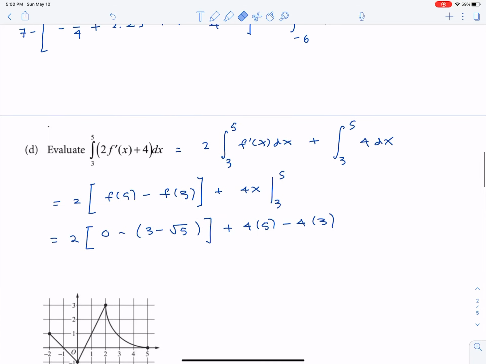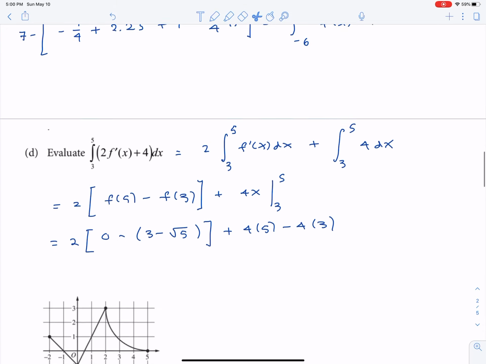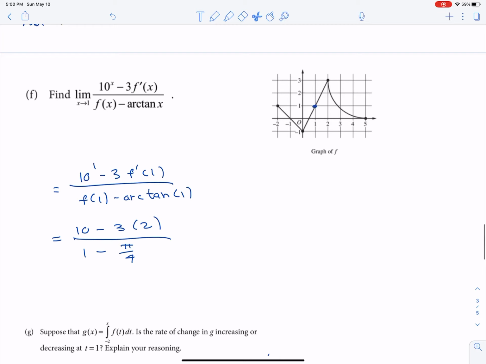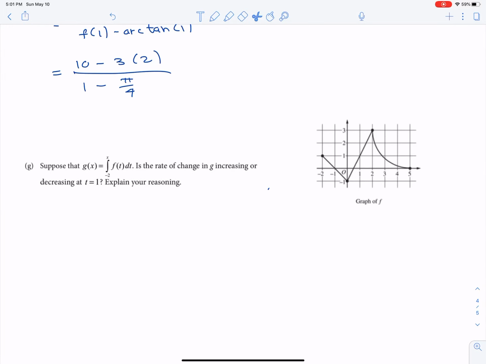Nope, where is the last one? I think. Yep, here it is. Let's grab it and move it down here. And I'm going to grab one last time, I hope, this graph and move it here. So what do we got? Suppose g of x equals that function. Is the rate of change in g increasing or decreasing?